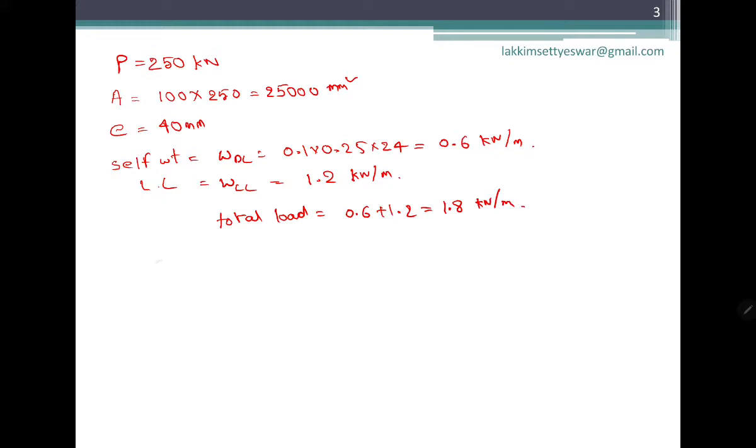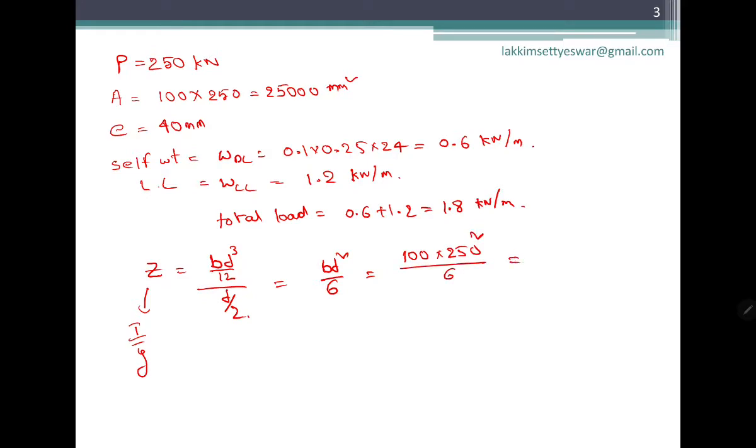Now the section modulus Z is equal to (bd cube by 12) by (d by 2), meaning Z is equal to I by y, equal to bd square by 6. So b is 100 and 250 is the depth, divided by 6, equal to 1.04 into 10 power 6 mm cube.